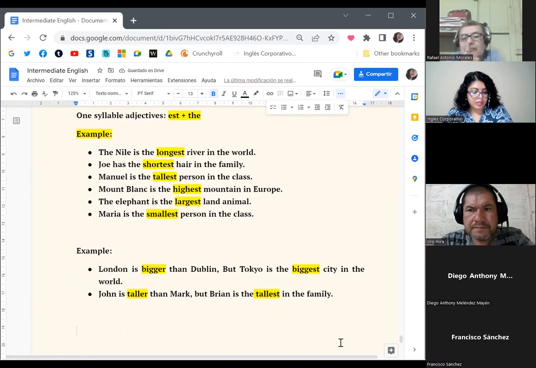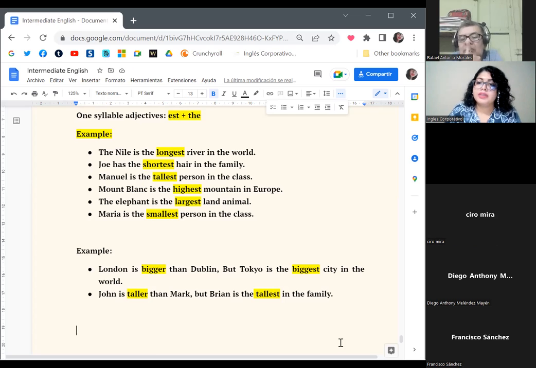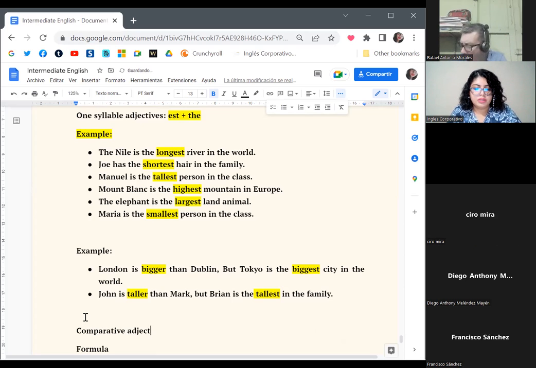So we know that in this case, for the comparative adjectives, we have a specific formula. So we are going to write the formula here. I need to change something because you need to have that space. We have the comparative adjectives sentence formula.